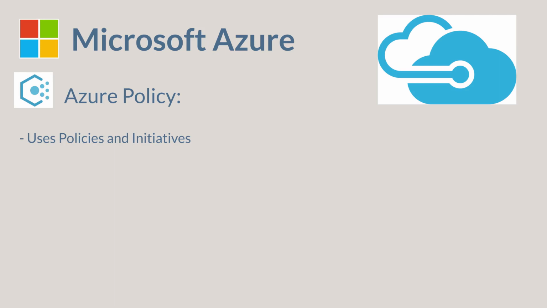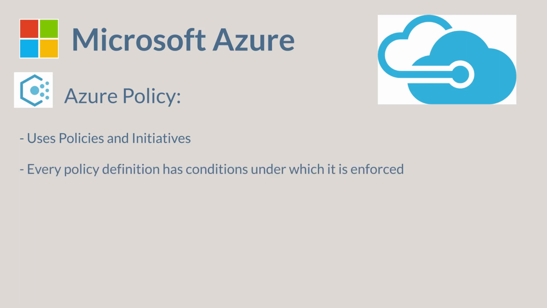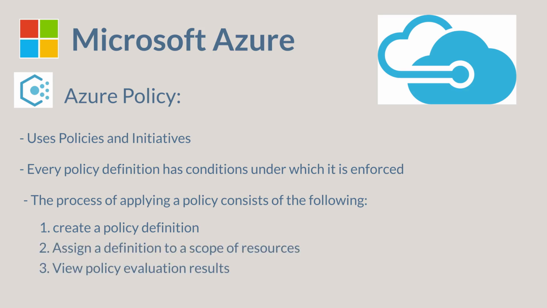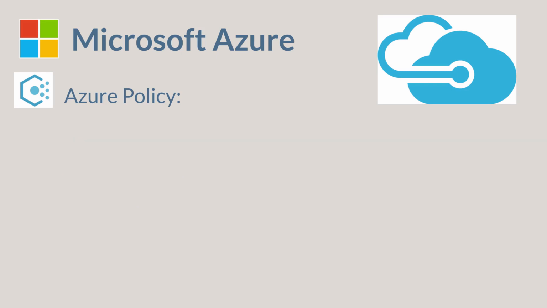The journey of creating and implementing a policy in Azure Policy begins with creating a policy definition. Every policy definition has conditions under which it is enforced, and it has an accompanying effect that takes place if the conditions are met. The process of applying a policy to your resources consists of the following steps. Firstly, create a policy definition. Secondly, assign a definition to a scope of resources. Thirdly, view the policy evaluation results.